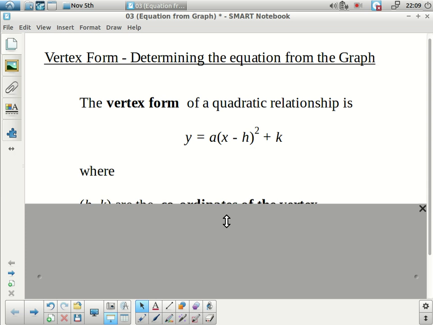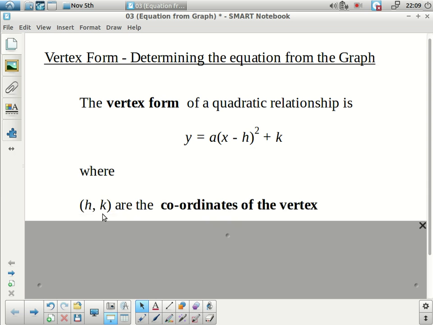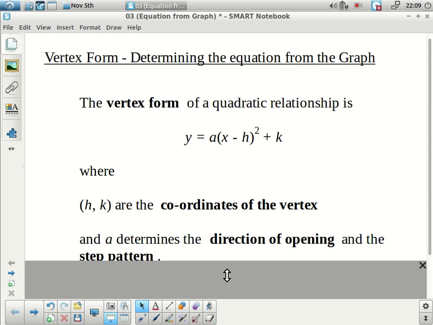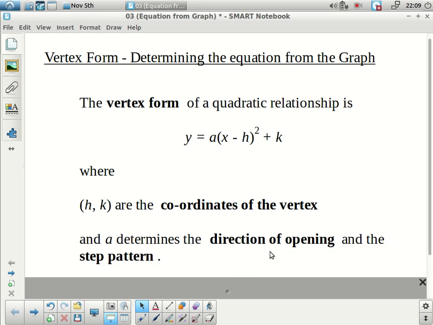From that equation, we get that h and k are the coordinates of the vertex. We can use that information to read the vertex off right away. And the value of a determines the direction of opening and the step pattern of the parabola. So when a is positive, it opens up. When a is negative, it opens down.